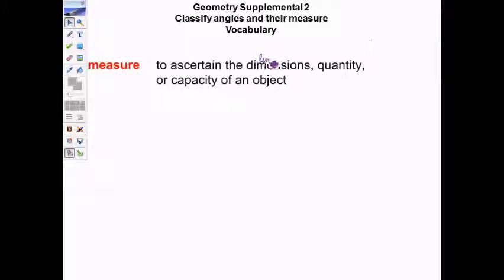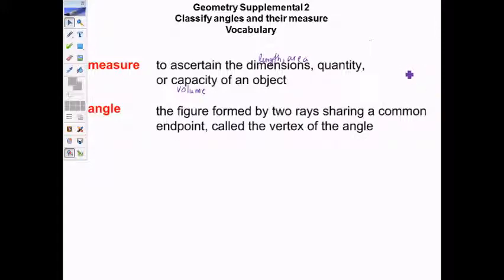Okay, so we've got length or area. Quantity is number, and capacity is volume. An angle, we have not done. An angle is a figure formed by two rays sharing a common endpoint, and that endpoint is called the vertex. So if I have a ray and I have another ray, that's their common endpoint.